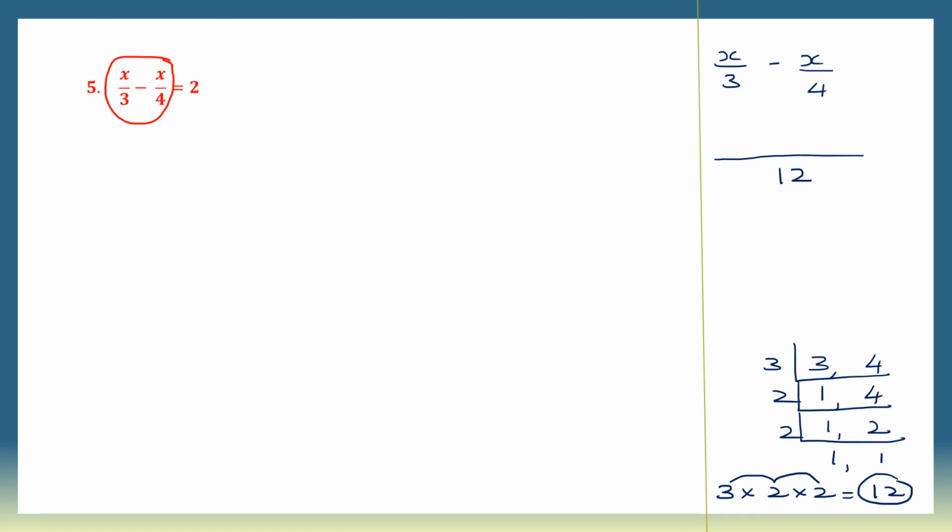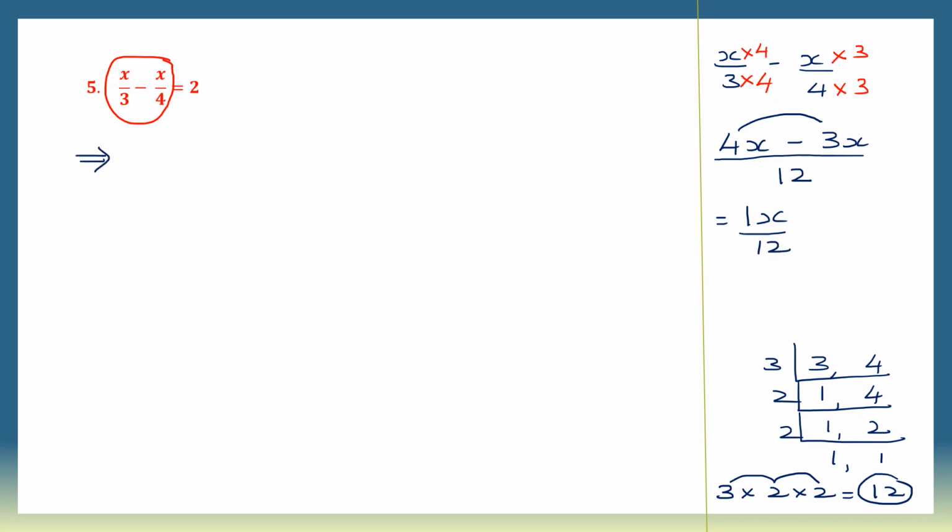So 12. Now let's begin with the first one. 3 into what is 12? 3 fours are 12. So multiply this also by 4. 4 into x is 4x minus, now 4 threes are 12. So multiply this also by 3. 3 into x is 3x. This time it's subtraction. So subtract the two numbers. 4 minus 3 is 1. That is 1x by 12, or it is simply x by 12.